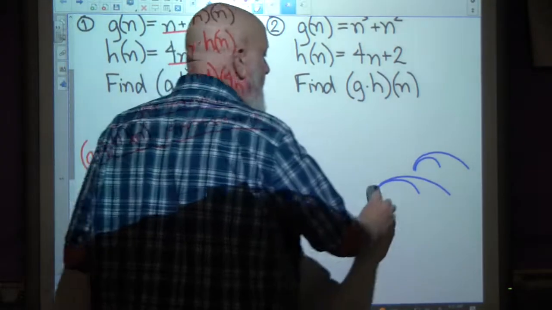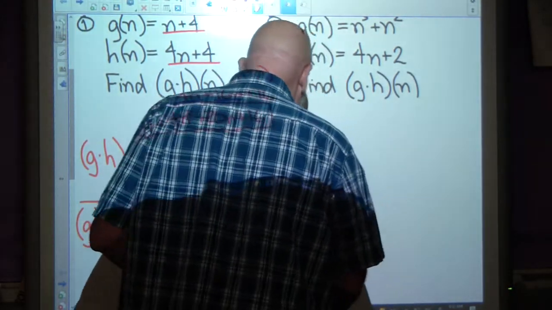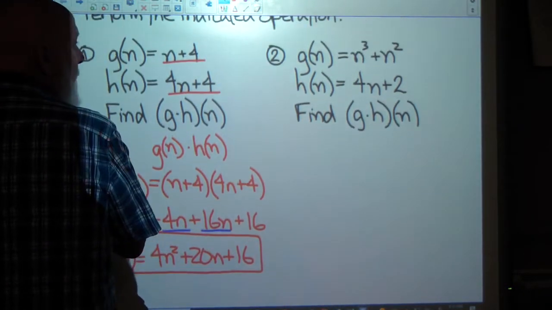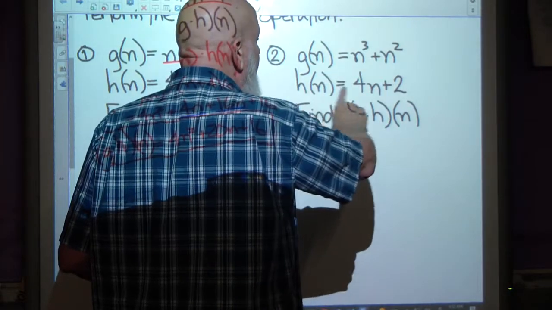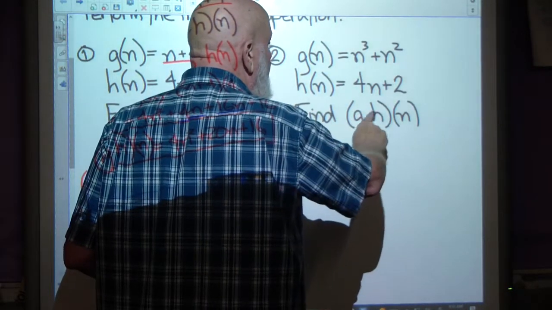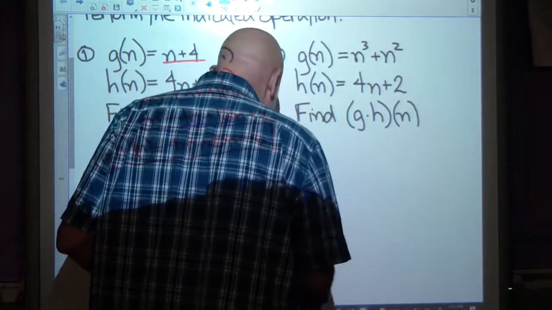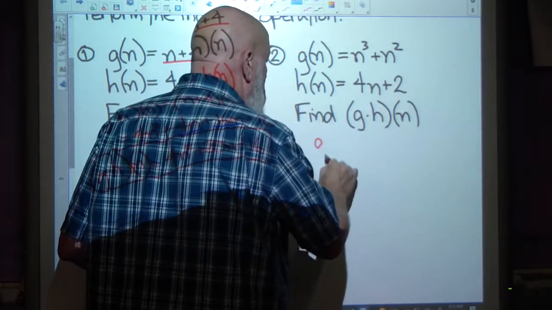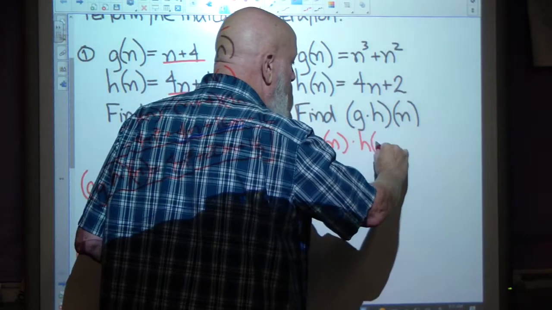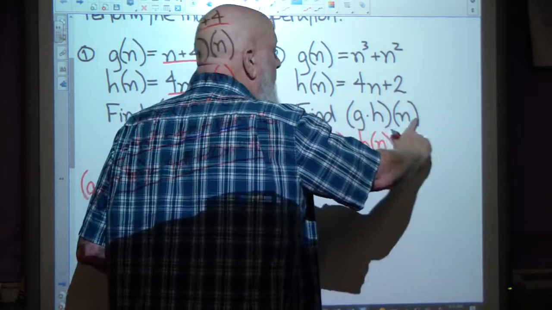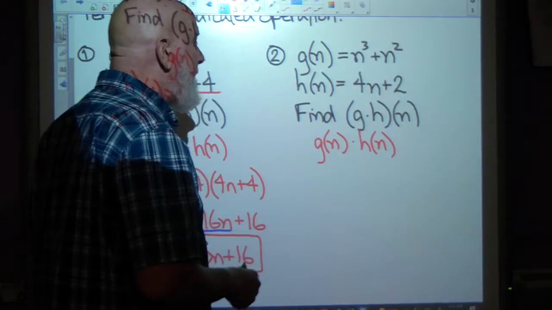Here's another one. Let's go ahead and run through it real quickly. We're going to do the exact same thing. We're given g of n and h of n, and we're asked to find g times h of n. And again, this could be written g of n times h of n. This could be represented like this. They both mean the same thing.